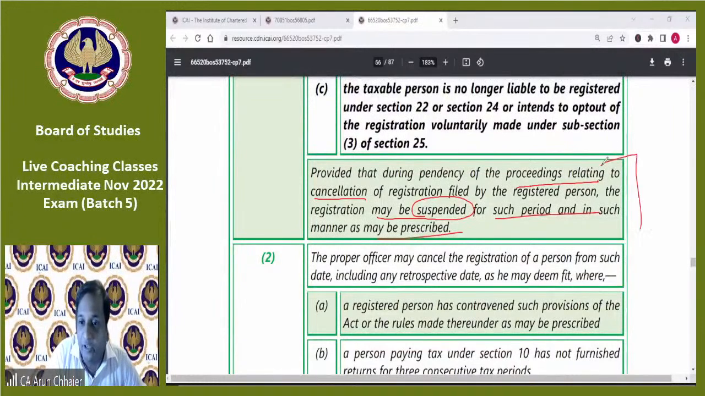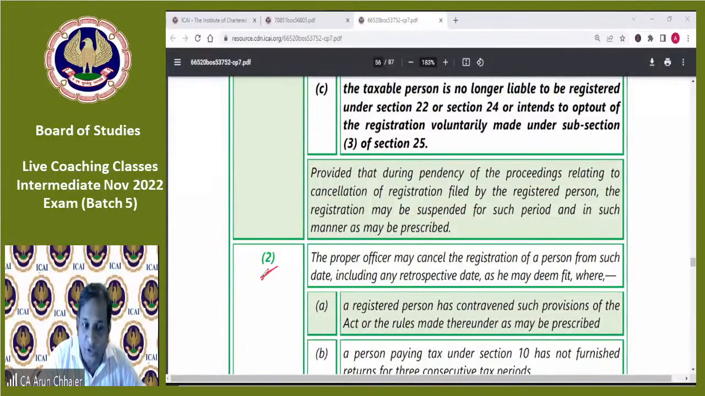What is the benefit of the suspension? I am not required to file any return. At least I am relieved from doing the GST compliances during the suspension.